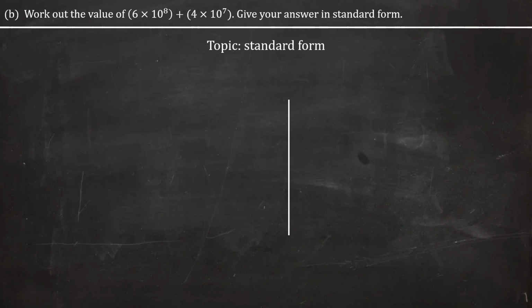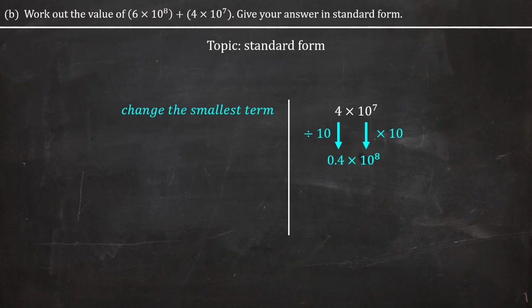Now same numbers, but we're adding them together. If we're adding them together, we need to make them into the same power of 10. So we're going to change the smallest term. The smallest term here is 4 times 10 to the 7. So we want to make it into 10 to the 8. From 10 to the 7 to 10 to the 8, you times it by 10, so you're going to divide the other term by 10, which is going to give you 0.4 times 10 to the 8.